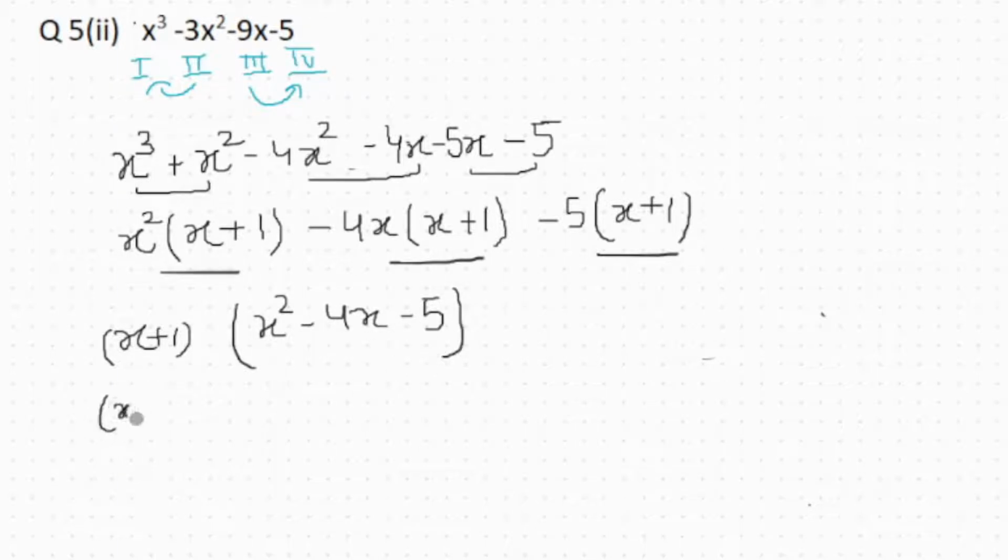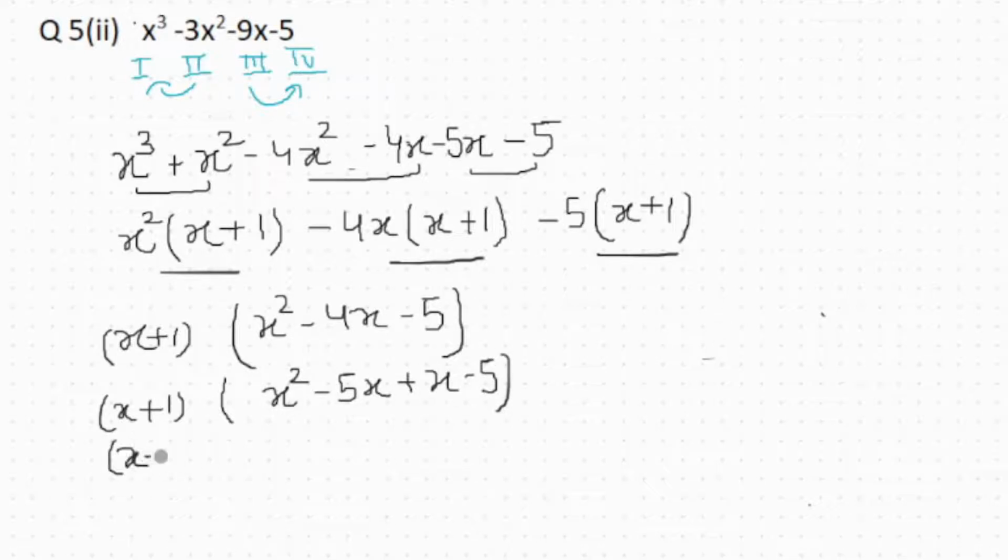Now we can further reduce this quadratic polynomial into factors by the splitting method. We can write minus 4x as minus 5x plus x minus 5. Right. Now we further take the common things out. Here from the first two terms, what is common? x is common. We are left with x minus 5. And in the last two terms, there is nothing common. So we'll put these two terms in a bracket by putting 1 outside. Like this.